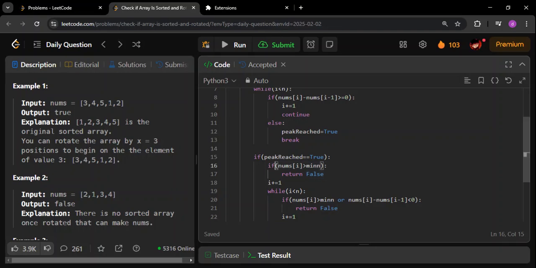If 1 is greater than 3, we return false, because remember, all the elements towards the right of the peak have to be less than the first element of the input. As simple as that. So if it is greater, we'll have to return false. Remember, it can be equal or it can be less than the peak.